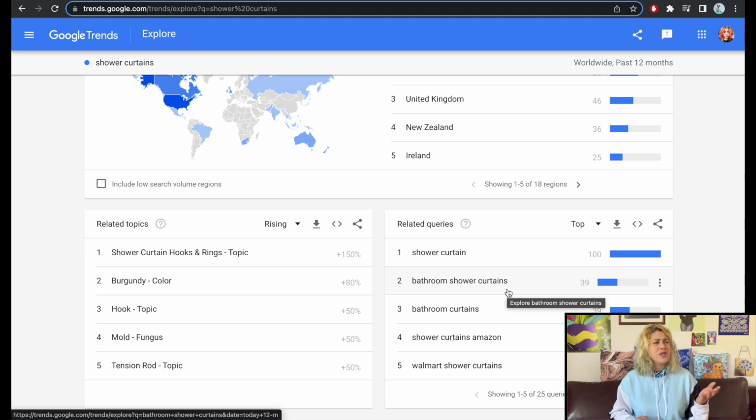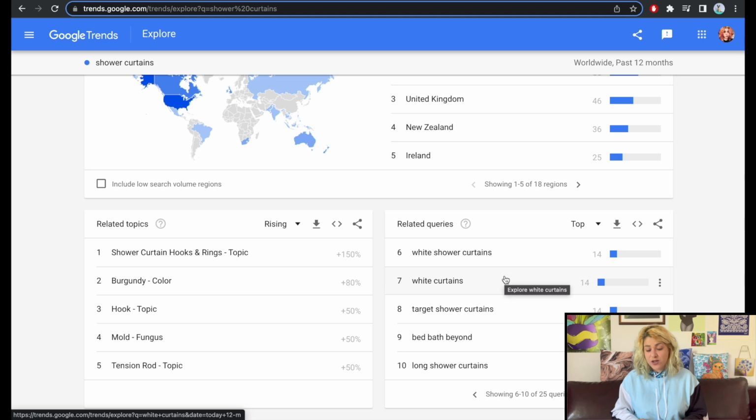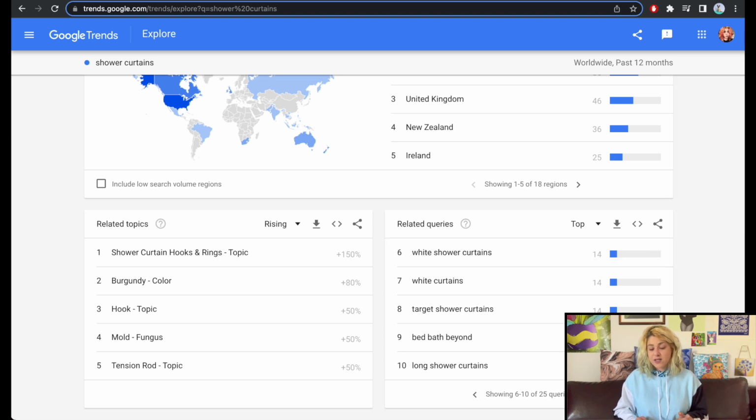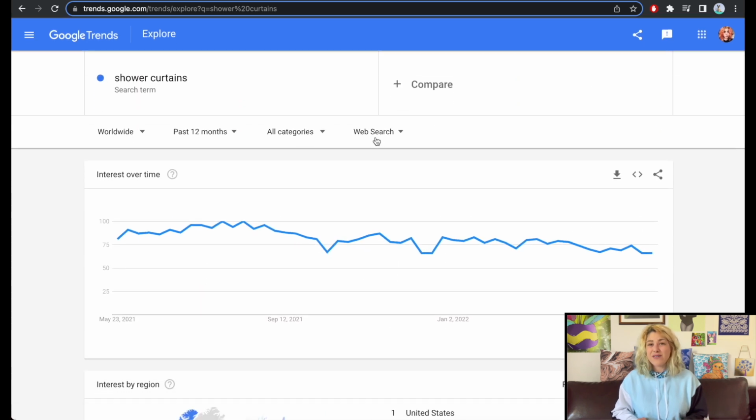Of course, where else would you put a shower curtain? We have bathroom curtains, shower curtains, Amazon, Walmart, white shower curtains, white curtains, shower curtains from Target, Bed Bath & Beyond, long shower curtains. So far, white was a good tip because you can design something with white. We also have black shower curtains as well as blue, which is trending, shower curtain sets, plastic shower curtains. We have best shower curtains, as well as white shower curtain coming up again. Maybe that would give us a little bit of a tip.